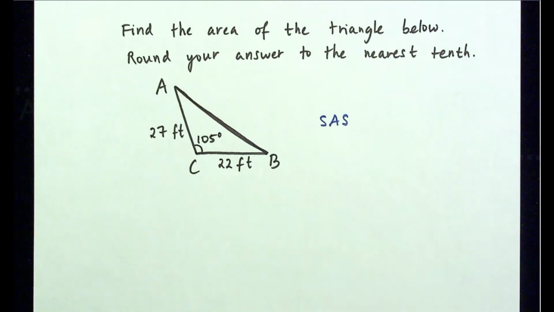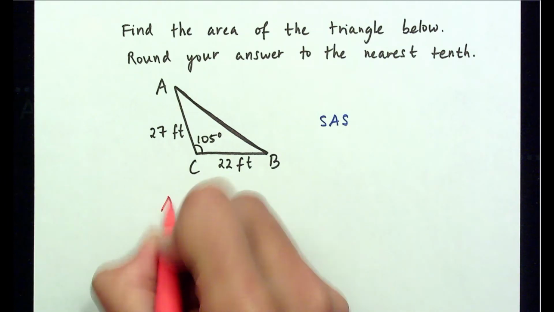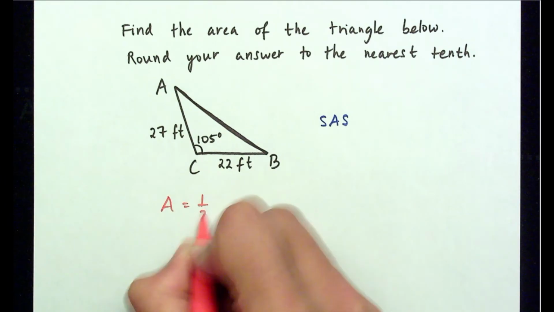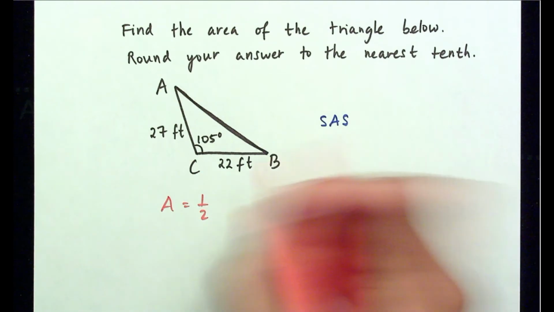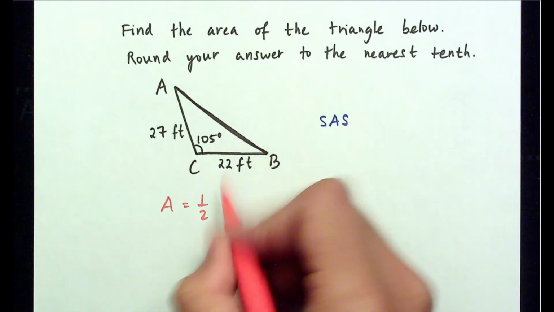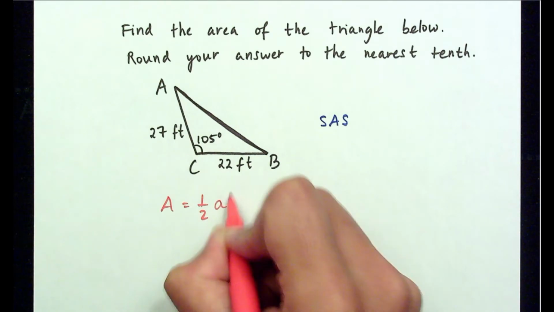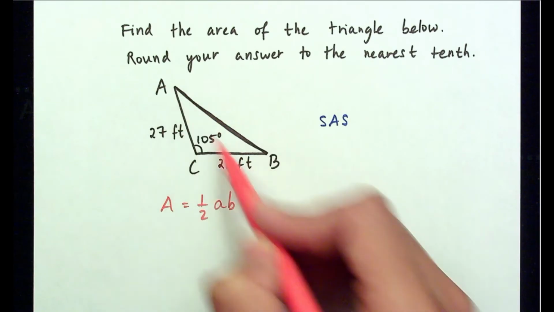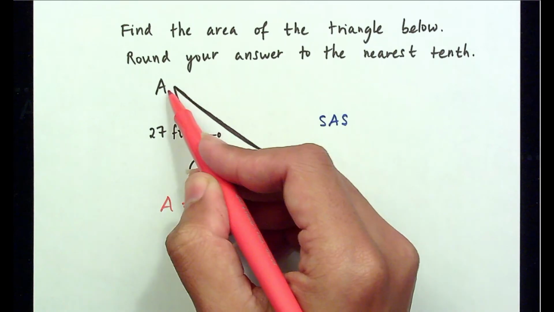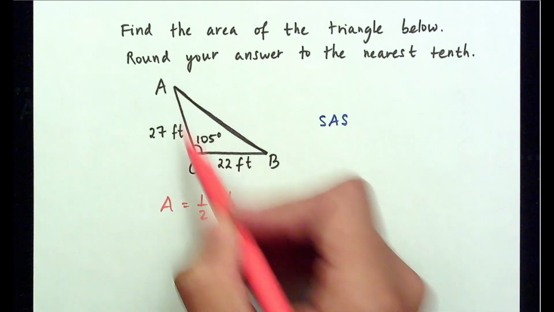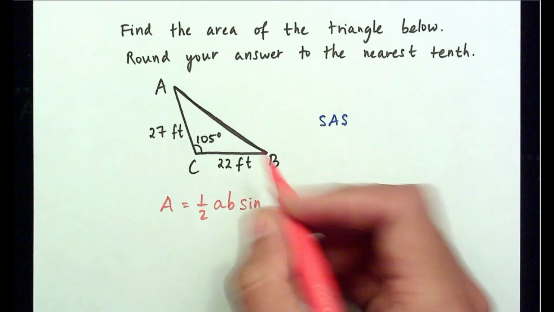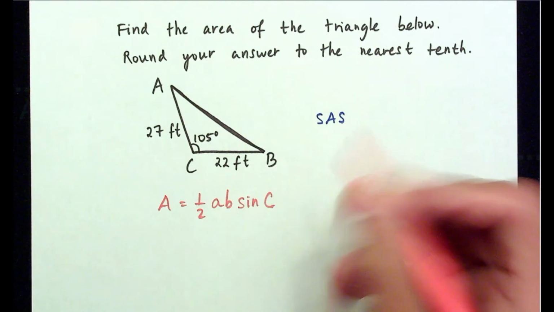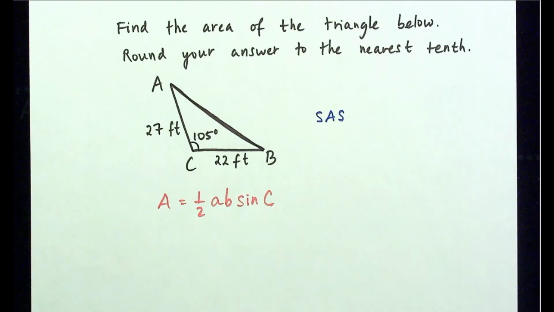The formula is area equals 1/2 times the product of the two sides, which in this case are a and b, right? We know little a, the side opposite to capital A, and we know little b, the side opposite to capital B, times the sine of the angle between them, which is capital C. Okay, so we just plug in our numbers.